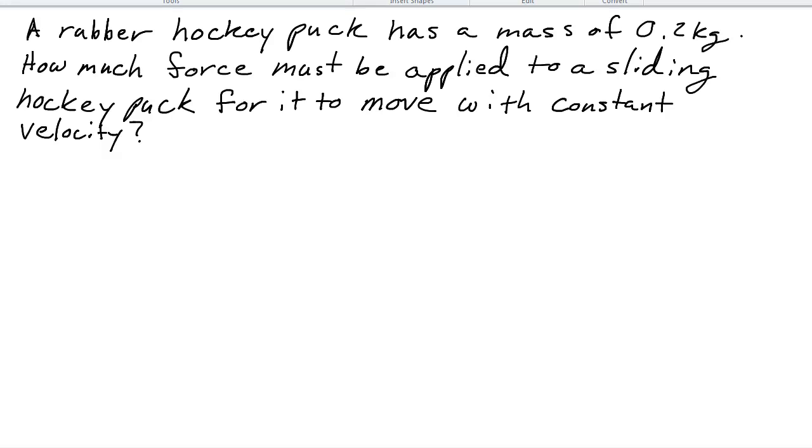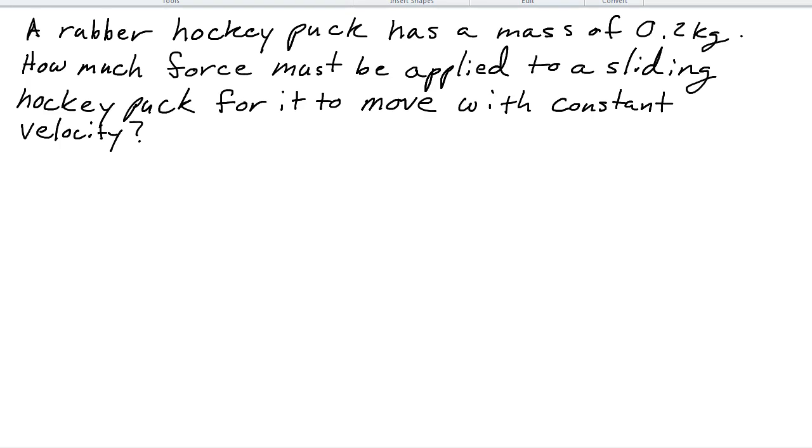Okay, this is our second introductory problem for friction. This problem says a rubber hockey puck has a mass of 0.2 kilograms, or 200 grams. And we want to know how much force we have to apply to this hockey puck to keep it sliding at a constant velocity. Okay, so first things first, it's a force problem.